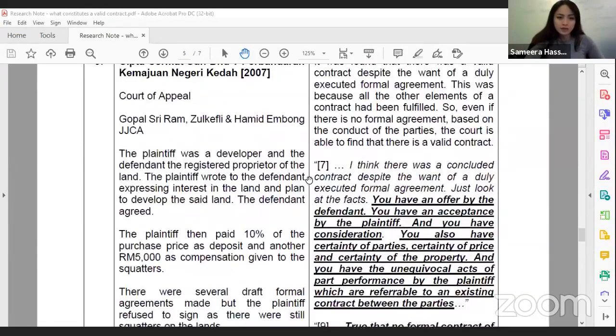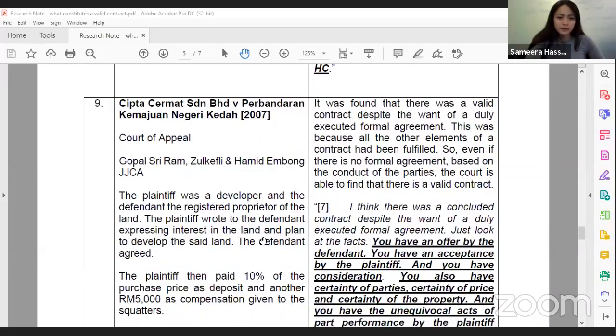There's also a case of Cipta Cermat Sdn Bhd and Perbandaran Kemajuan Negeri Kedah. It was found that there was a valid contract despite the want of a duly executed formal agreement. This was because all the other elements of a contract had been fulfilled. So even if there is no formal agreement, based on the conduct of the parties, the court is able to find that there is a valid contract.